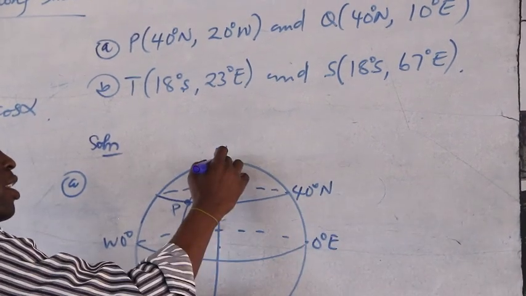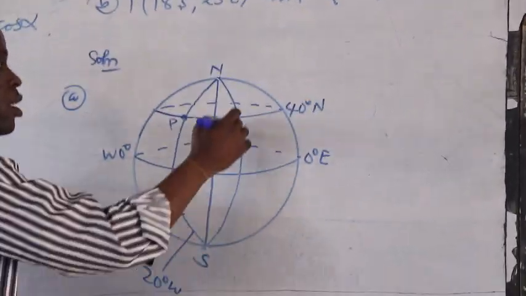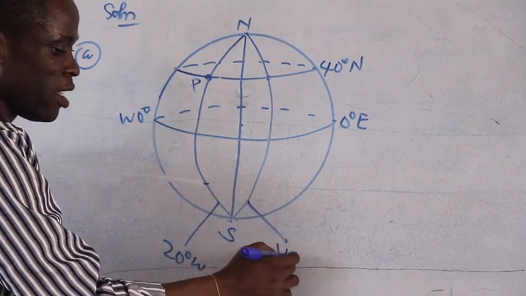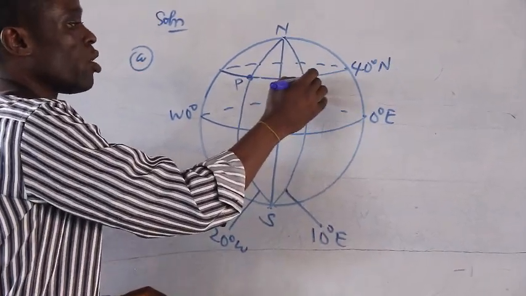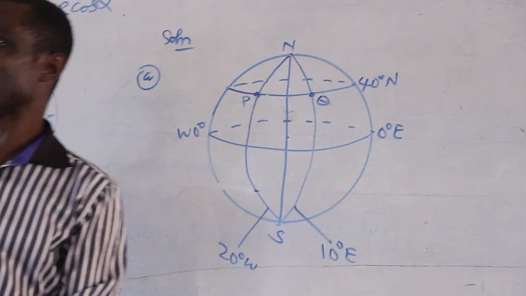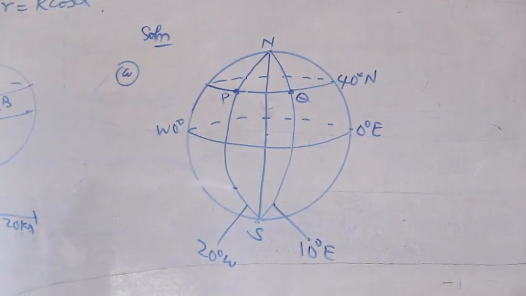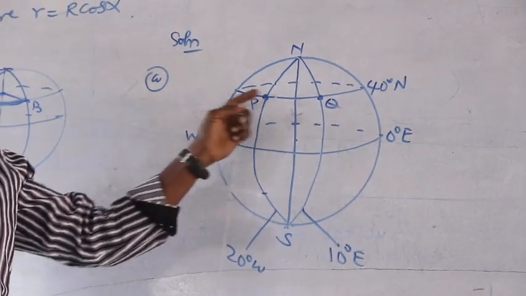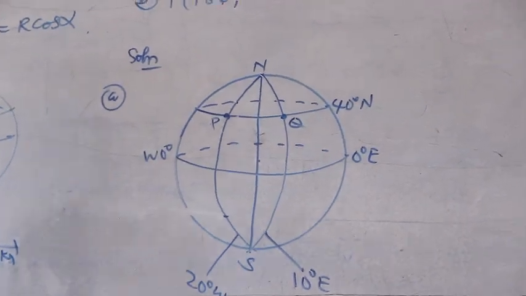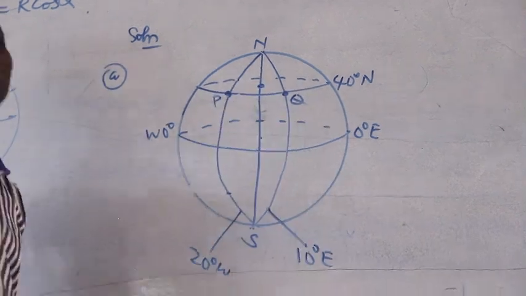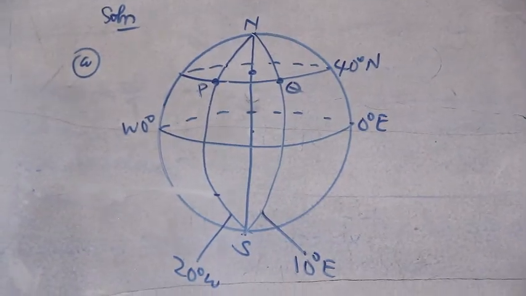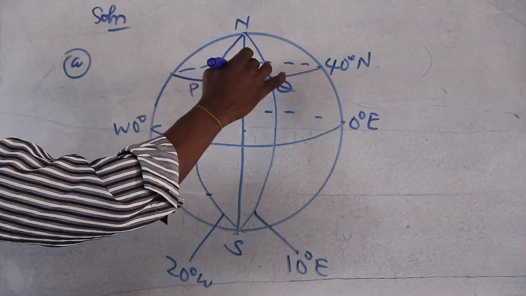This is east, 10 degree east. I will label it as 10 degree east. And this one is what? Q. Is there any question on that? There's no question? Okay. So with this, don't forget that this latitude 2 has its own center. The center is here. So I will join that center to P and join this one to Q.